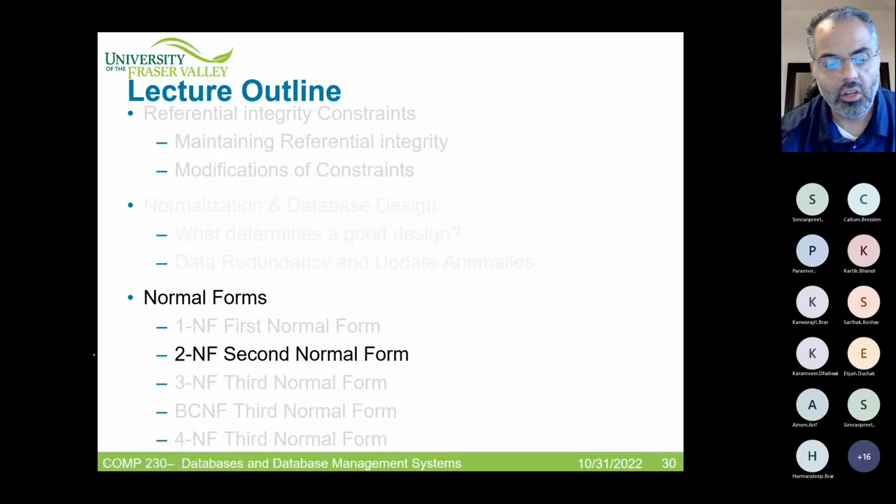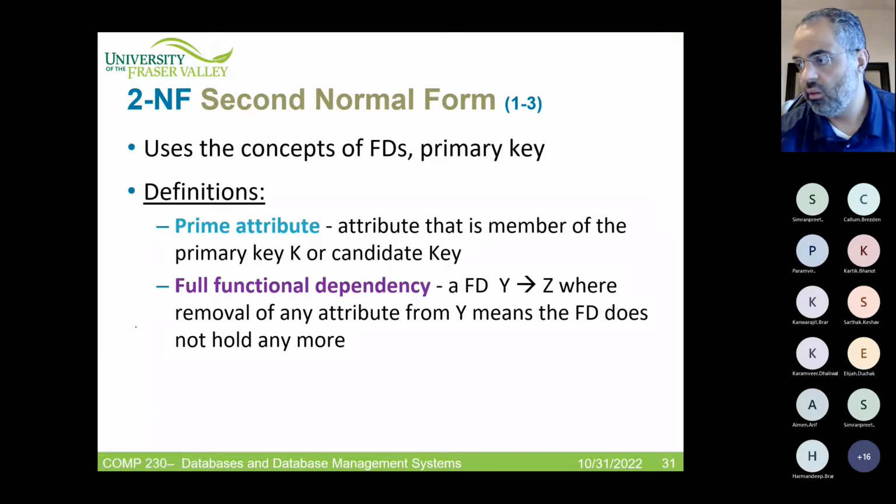Now the second normalization starts talking about dependencies. What are dependencies? How are these attributes in the same table related to each other, and should we keep them or get rid of some attribute? There is now the concept of primary attribute and non-primary attribute. A primary attribute is a member of the primary key or candidate key.